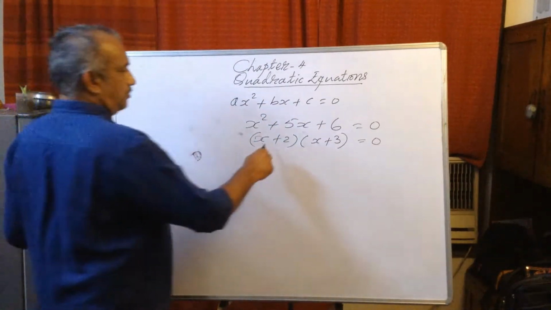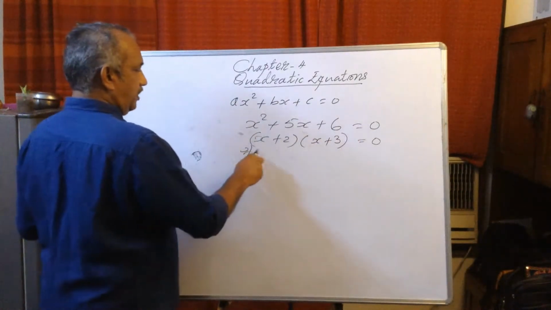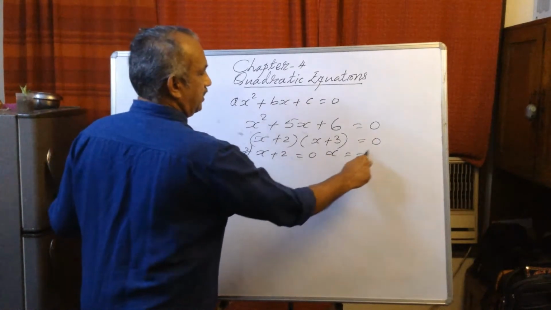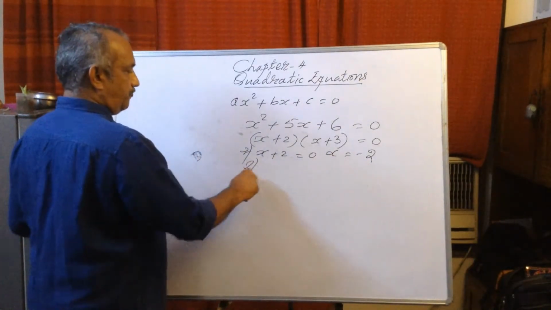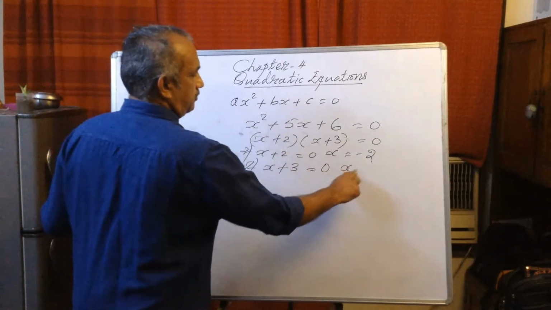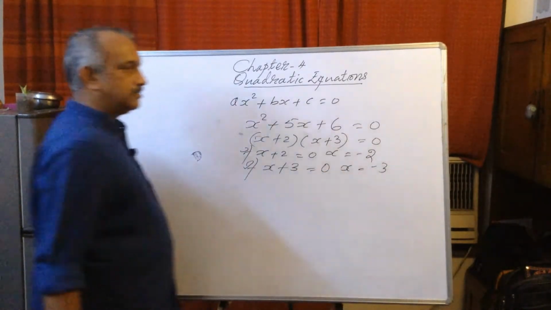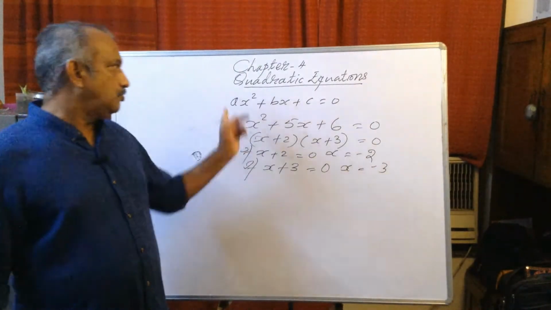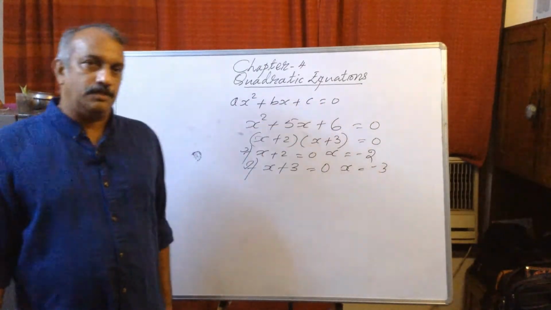So now if x plus 2 is equal to 0, x is equal to minus 2, or if x plus 3 is equal to 0, x is equal to minus 3. So minus 2 and minus 3 are the roots of this quadratic equation.